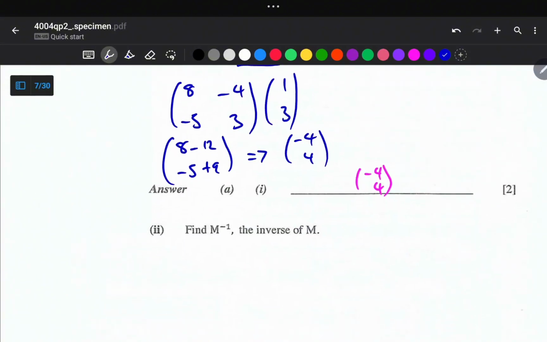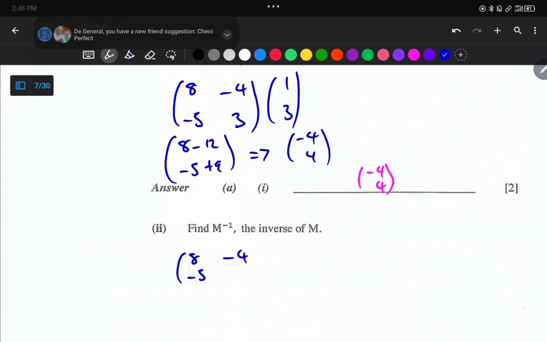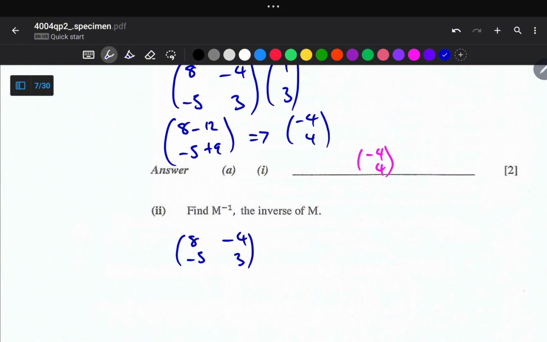And then the next part says find the inverse of the matrix M. So our matrix M is 8, minus 5, minus 4, 3. So for us to find the inverse of this matrix, we are going to calculate the determinant of this matrix. So the determinant is the product of 8 and 3 minus the product of minus 4 and minus 5.